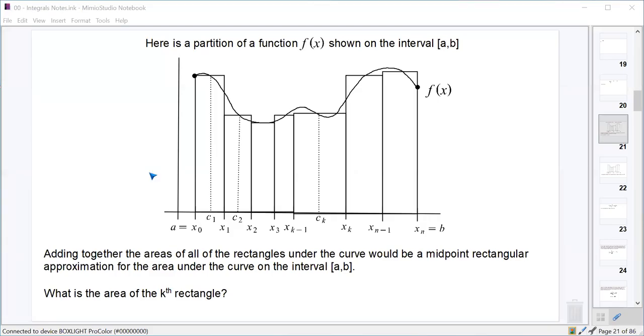Today we're going to look at how our area approximations for the area underneath the curve using rectangles can be utilized to come up with an exact value for the area underneath the curve. So what I've drawn here is some function f of x, and the interval that we're looking at here is from x naught to x sub n, or from a to b.